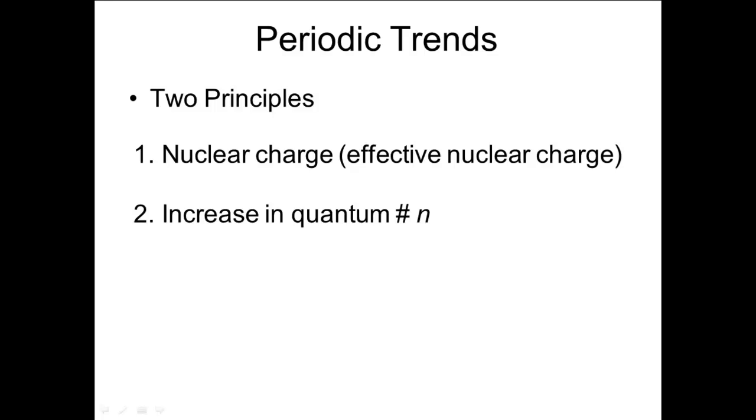As we start to look at ionization energy and electron affinity, remember the two general trends that are used to explain changes in the properties. Horizontal trends are explained using nuclear charge or effective nuclear charge. Vertical trends are explained using the shell number or the value of the quantum number n.